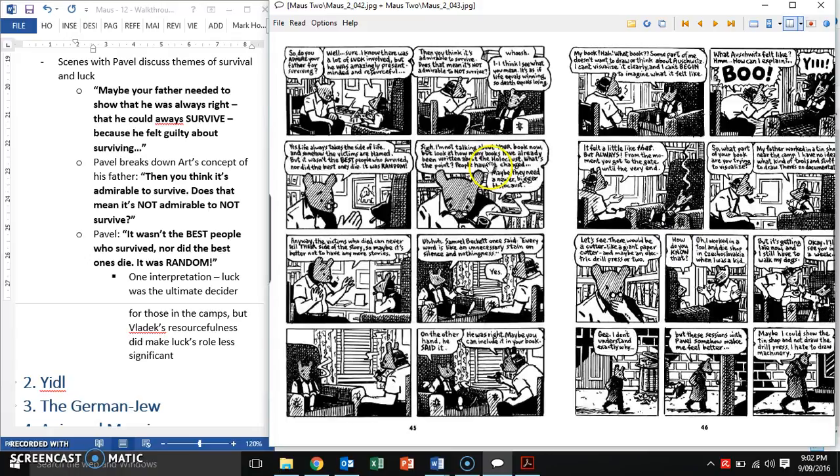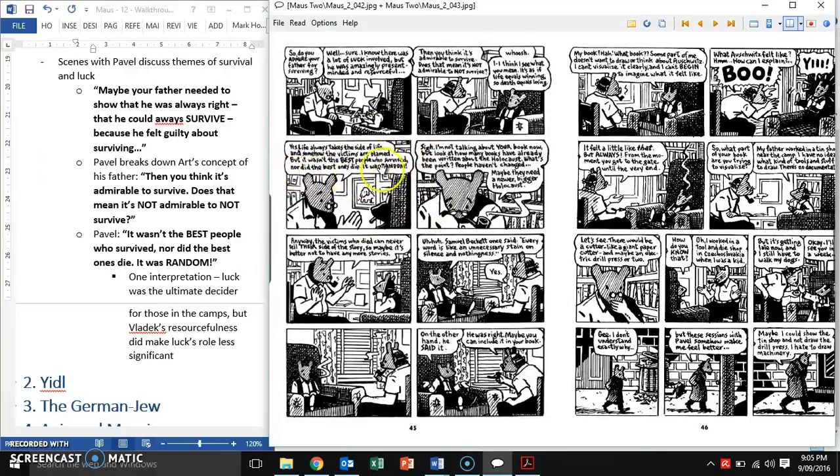He's explaining to Art in these scenes here that people didn't survive because they were the best, but because they continuously got lucky rolls of the dice. Pavel has this fantastic quote here. Make sure you memorise this one, guys. Life always takes the side of life. He's saying that we tend to see life as winning, death as losing. But he says to Art, it wasn't the best people who survived, nor did the best ones die.